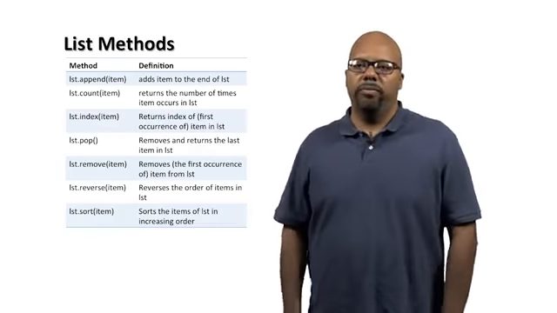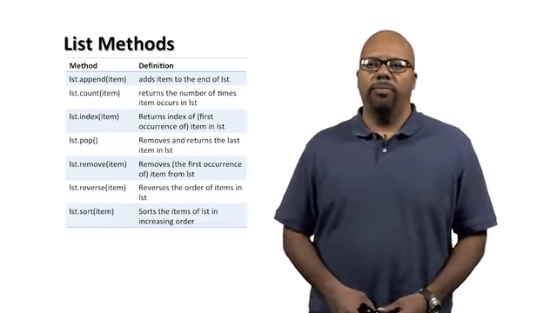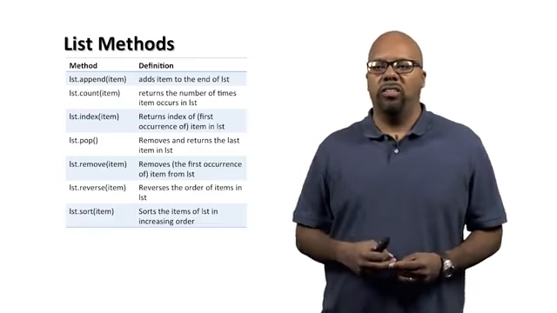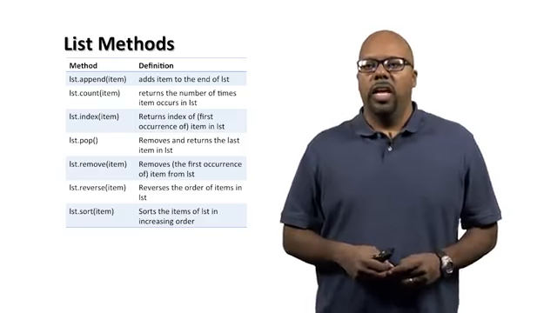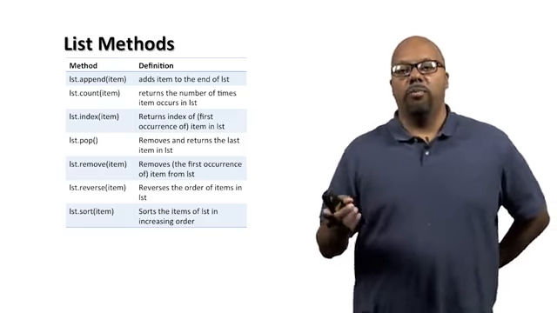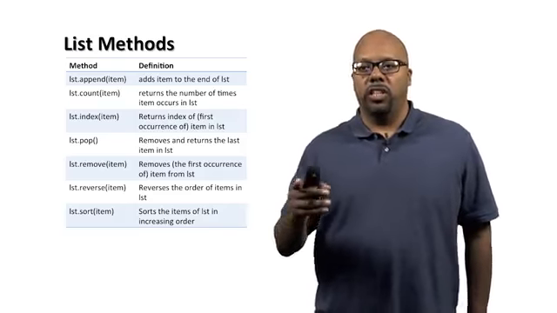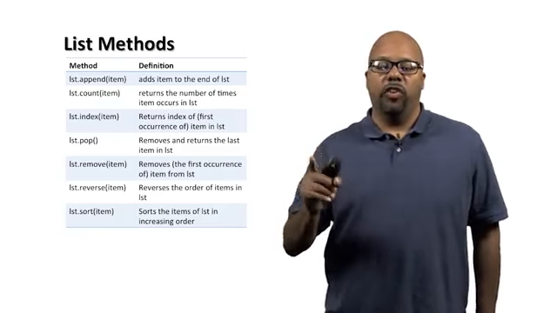Here are some list methods, the most common ones anyway. list.append does just what we saw, it appends an item onto a list. list.count returns the number of times a particular item appears in a list. list.index, for a particular item, returns the index of the first occurrence of the item.